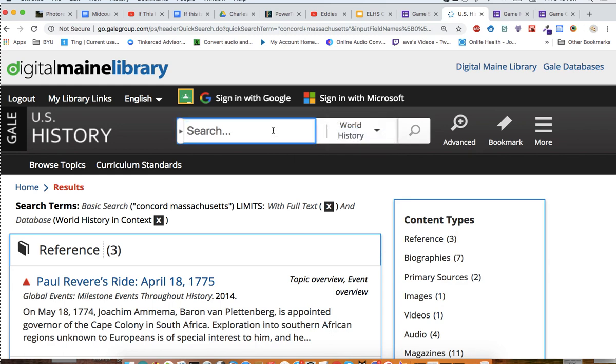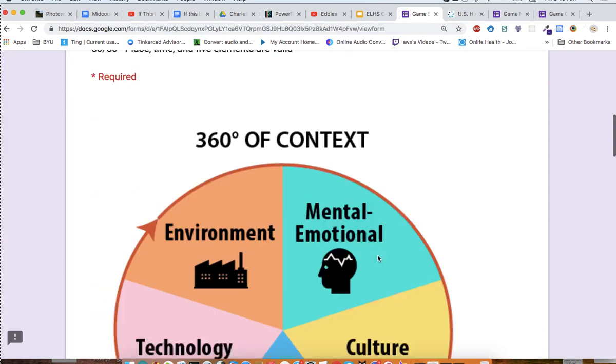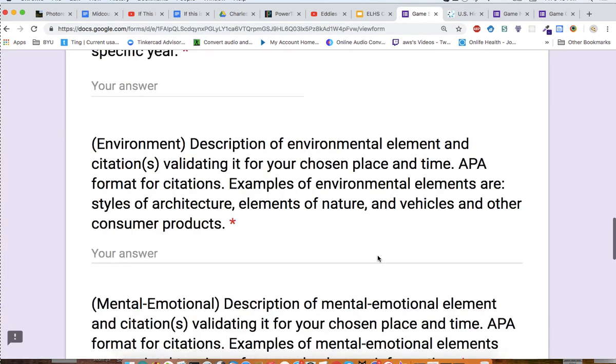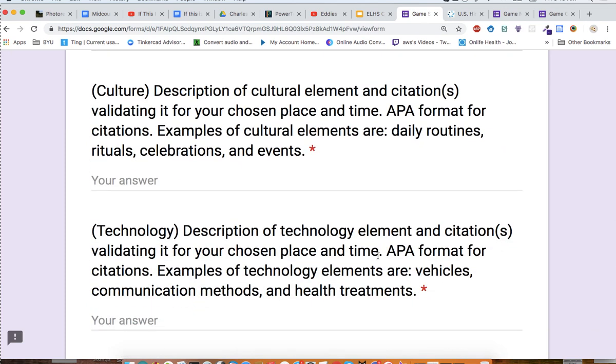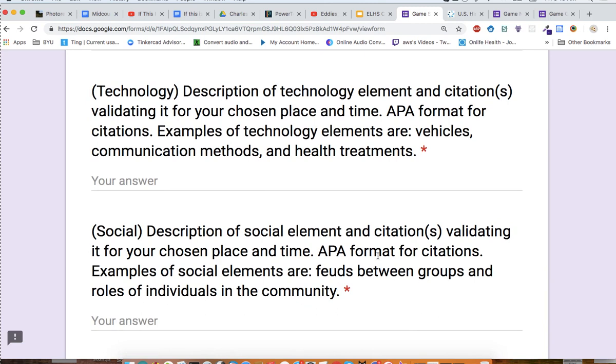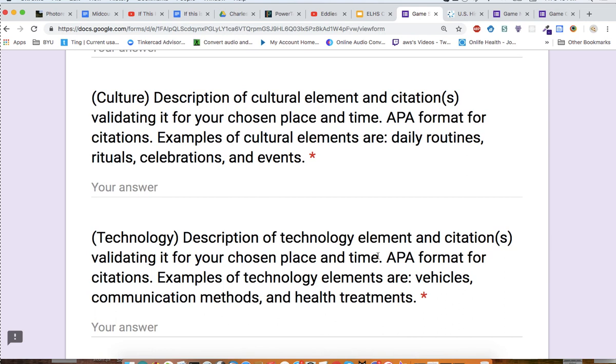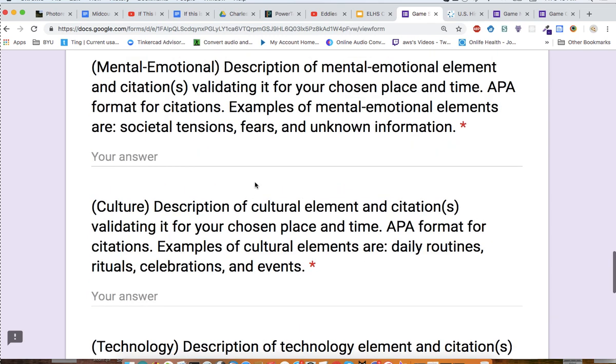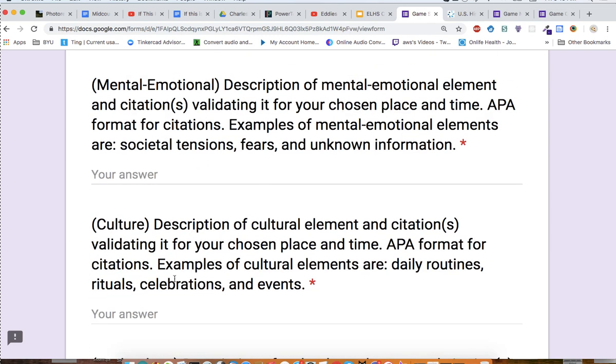I want to search actually something based upon, rather than starting with an actual place in mind, I am going to suggest it's a good idea to think what element is going to be maybe the most demanding or hardest to find. Maybe it's going to be different for you than somebody else. So I'm thinking over here, maybe the cultural element. So an example of a cultural element includes daily routines, rituals, celebrations, and events. And a celebration could also be tied to the mental and emotional element as well.